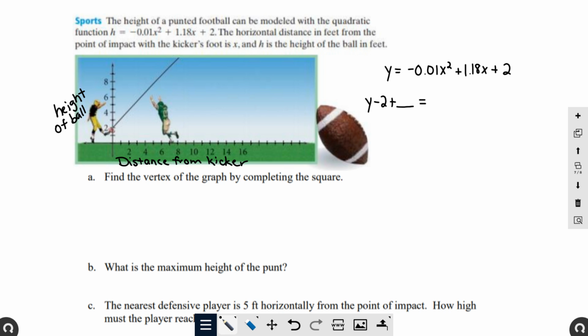Now, what are we going to have to do from here? Take out that negative 0.01. We're going to have to factor it out to keep the x squared positive. Now, when you factor something out, what operation are you actually doing? Division. So to figure out this middle term, we're going to divide 1.18 by negative 0.01.